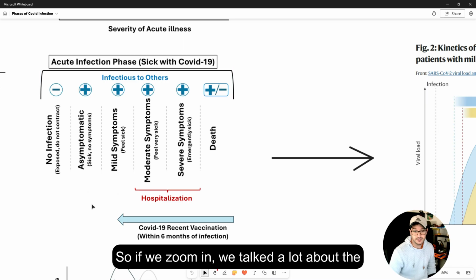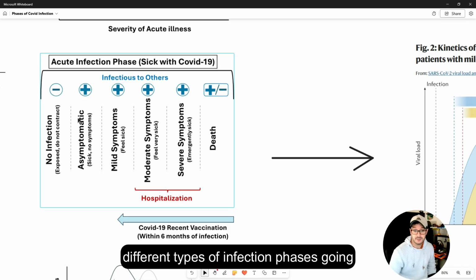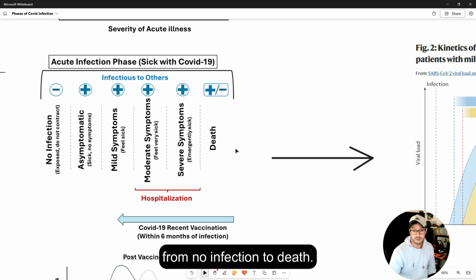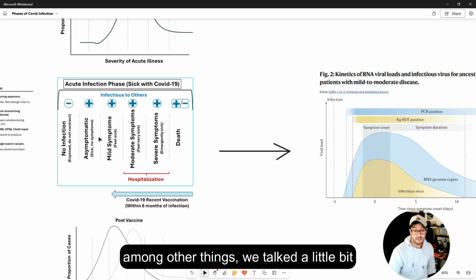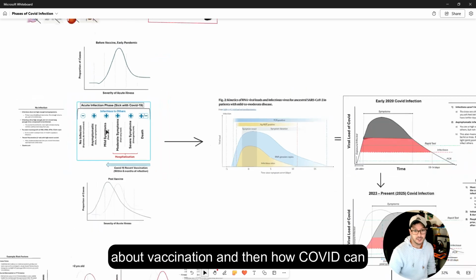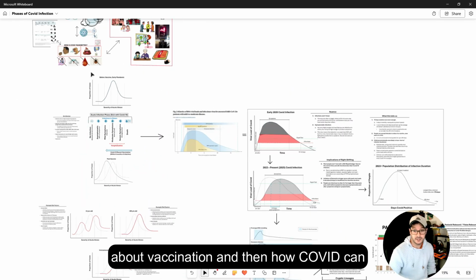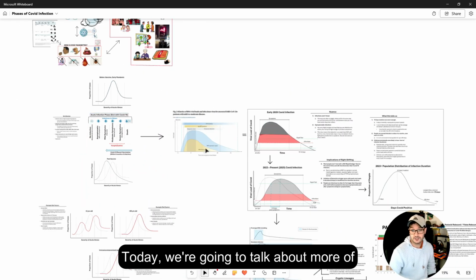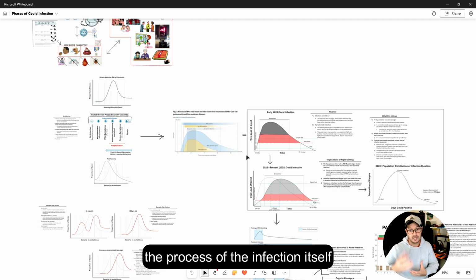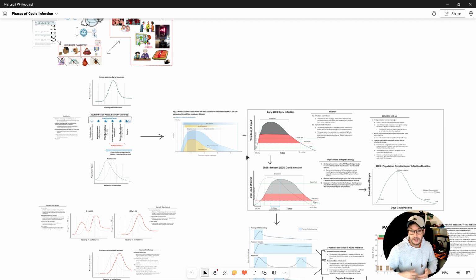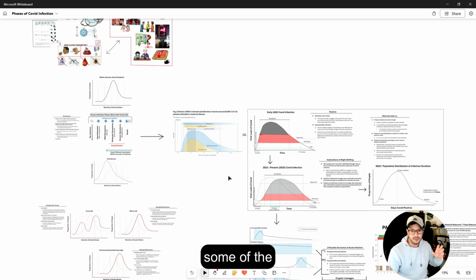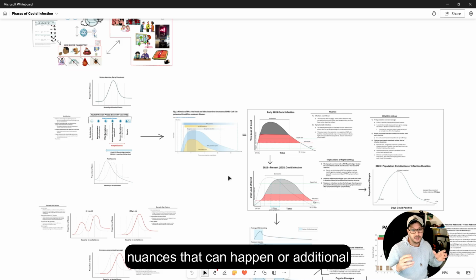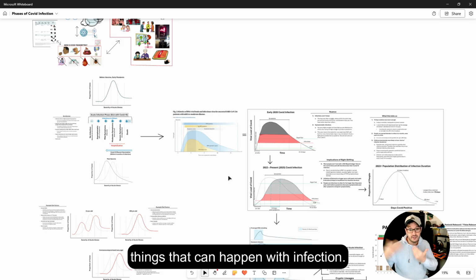If we zoom in, we talked a lot about the different types of infection phases going from no infection to death, and if you're infectious to others, among other things. We talked a little bit about vaccination and then how COVID can actually spread. Today, we're going to talk about more of the process of the infection itself and Paxlovid treatment, in addition to some of the nuances that can happen or additional things that can happen with infection.